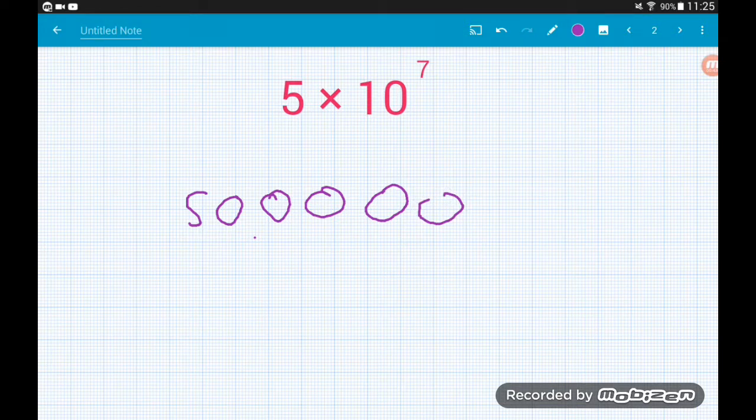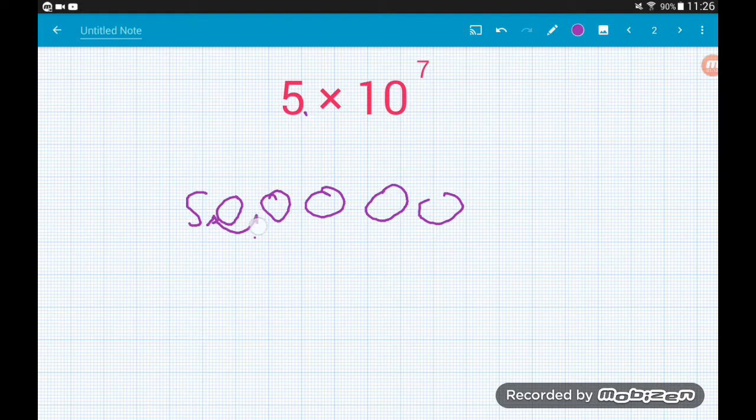Let's just say we put five zeros after our 5. Now, we're going to think of this digit of 5 as being 5.0. So in our new number that we've written down here, we put a decimal between the 5 and the first 0. Now what we need to do is move our decimal point 7 places to the right, because we're multiplying by 10 to the power of 7.